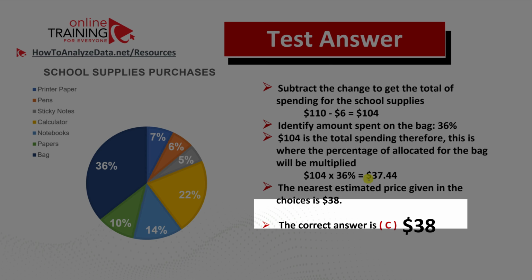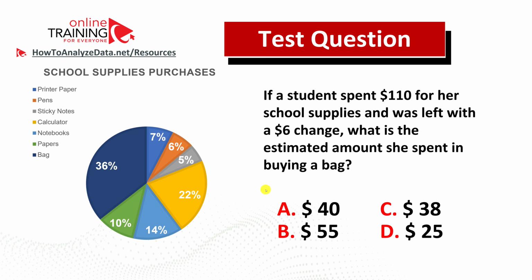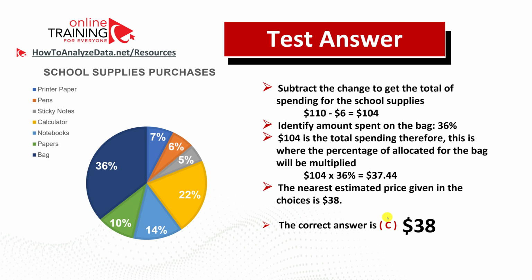So the closest amount here is 38. Since the question asks us to approximately estimate, we need to just pick the closest approximate amount, which in this case is $38. So the correct choice here is choice C, $38. Hopefully you've nailed this question and now know how to answer these types of questions on the test.